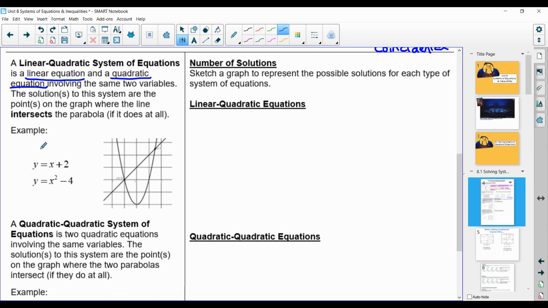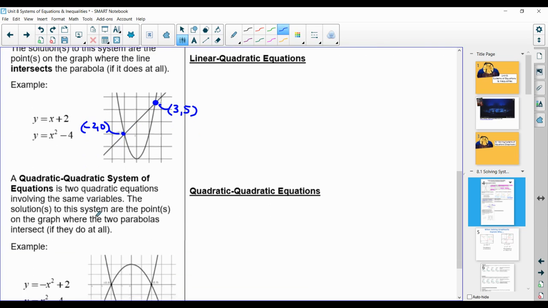And so if I look at this system of equations here, I have x plus 2 and x squared minus 4. If I were to actually figure out those solutions, they intersect at (3, 5), and they intersect at (-2, 0). So my solutions would be (3, 5) and (-2, 0). Because there's two intersection points, I have two solutions.